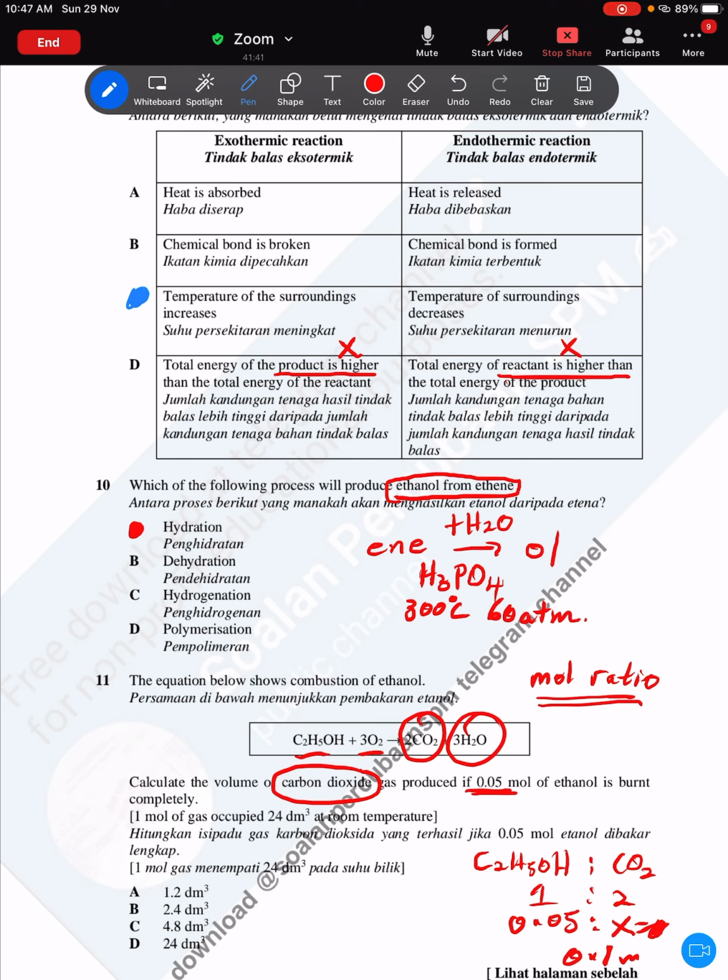Am I done? No, they are asking about the volume at RTP. Therefore, as you know, mole is equivalent to volume divided by molar volume. So you have 0.1 equals volume divided by molar volume, and molar volume will be 24. Then you cross multiply this. What do you get? Yes, that is the answer. B, baby.